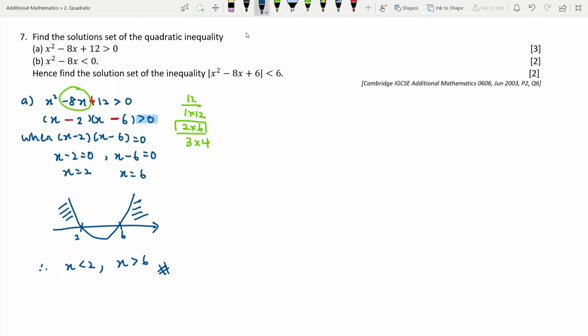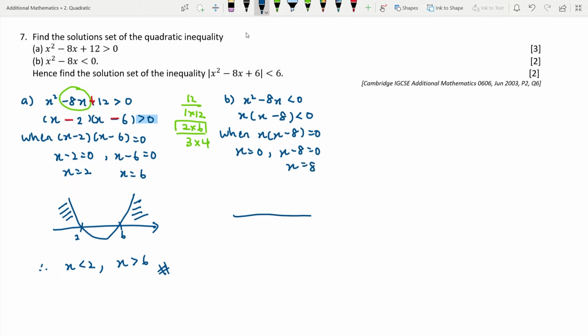B. x squared minus 8x is less than 0. Similar to what we did for A, we need to factorize the quadratic inequality. We factorize the x out, leaving x minus 8 inside the bracket, and the expression is less than 0. When x bracket x minus 8 is equal to 0, x is equal to 0 or x minus 8 is equal to 0. For x minus 8 is equal to 0, x is equal to 8.